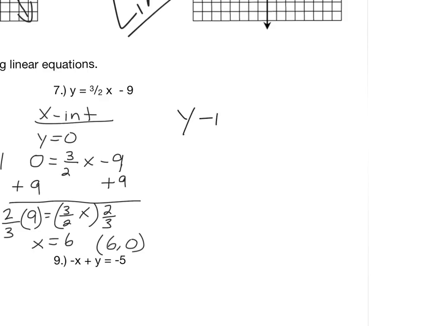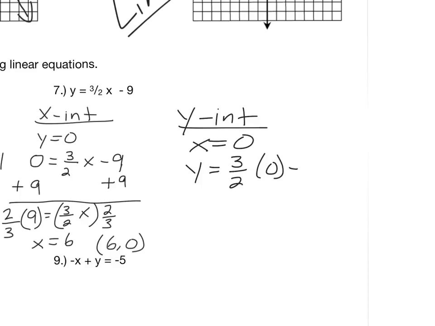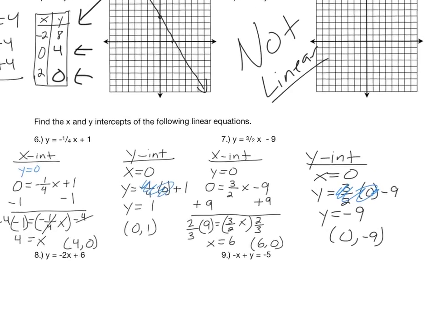Y-intercept. For y-intercept, what has to equal 0? X has to equal 0. So anywhere you see an x, you're going to plug in a 0. So that's going to be y equals 3/2 times 0 minus 9. And that would be y equals negative 9, because this would just be 0. All right, so what would that be as an ordered pair? 0, negative 9.